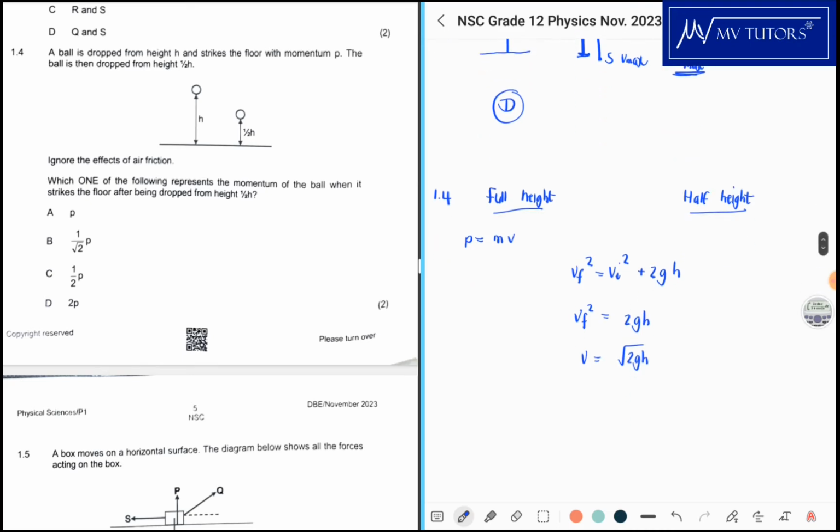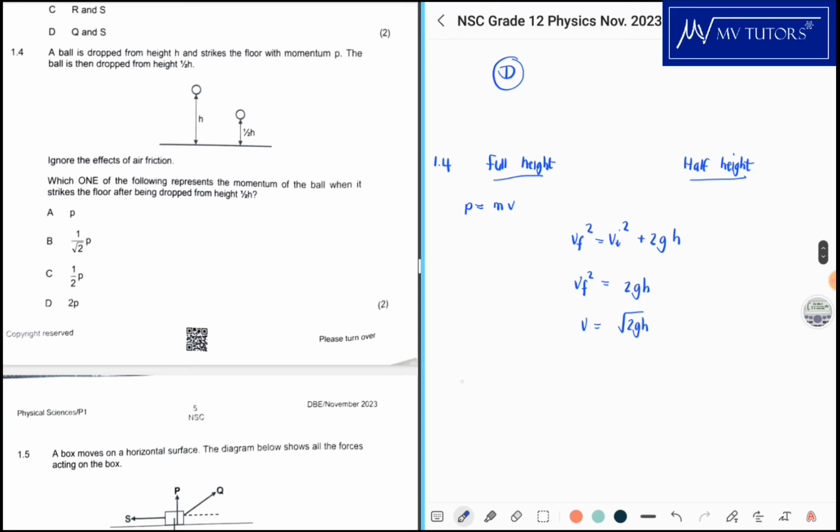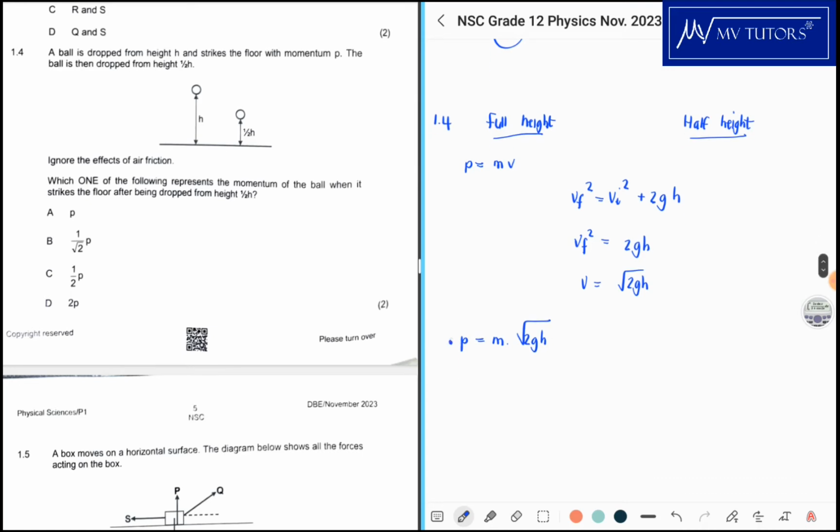Okay, so in this case, for the full height, I have that momentum is equal to mass times velocity, which is root 2gh. Okay, looking at my options here though, I'm seeing root 2, 1 over root 2, half p, and so on. Let's just leave it at that for now for the full height. Now let's look at half the height.